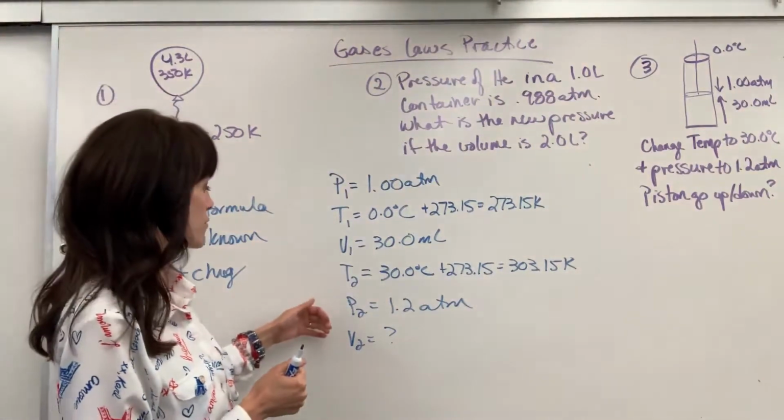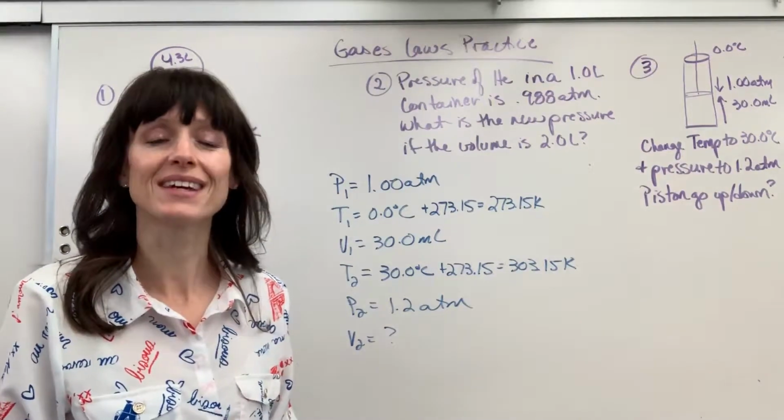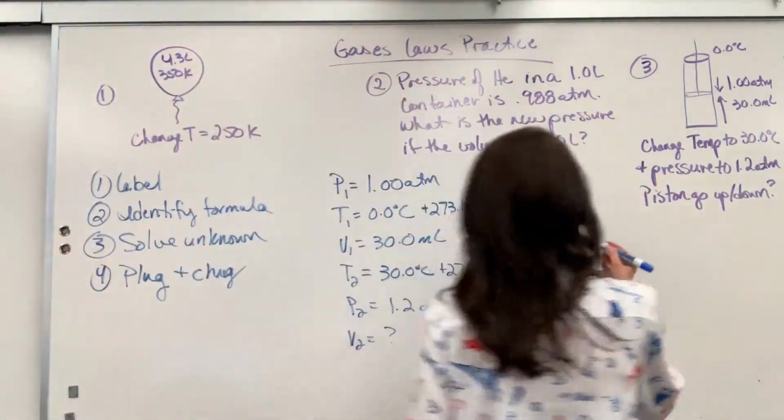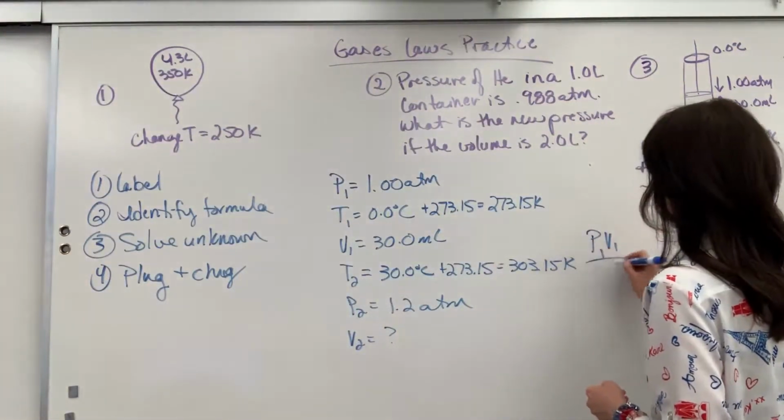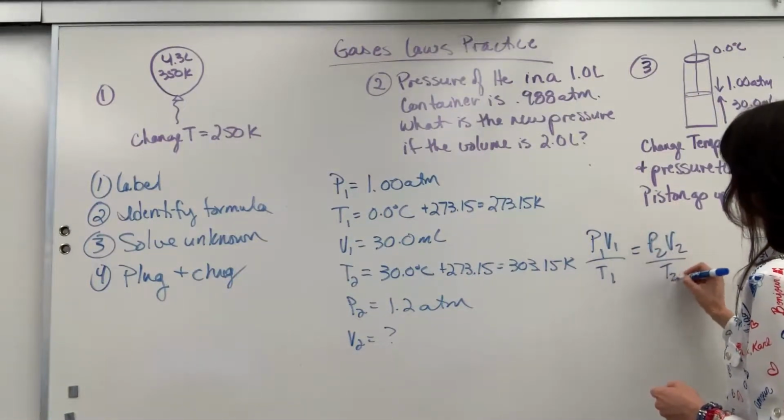And I can see, having my 3 variables of volume, pressure, and temperature, that we are going to have to use the combined gas law. So we're going to have P1 V1 over T1 equals P2 V2 over T2.